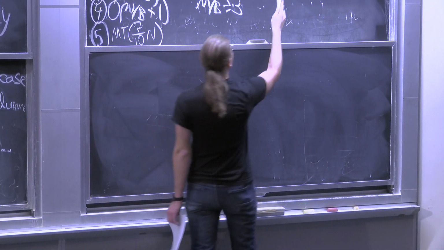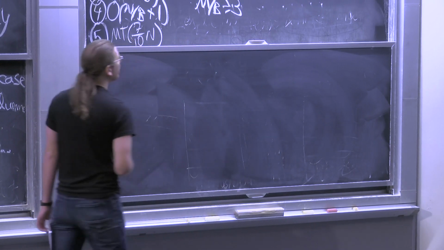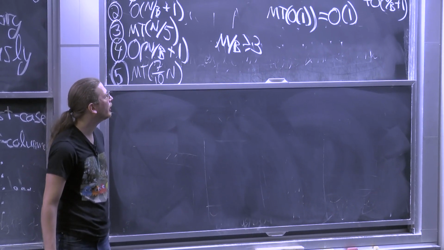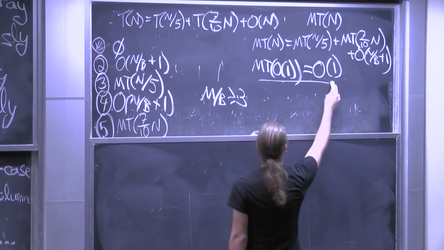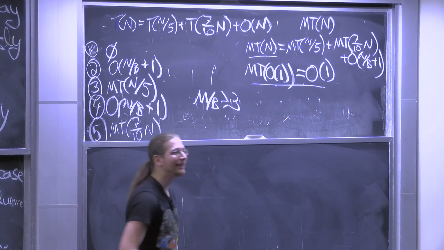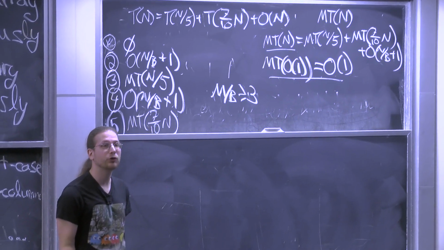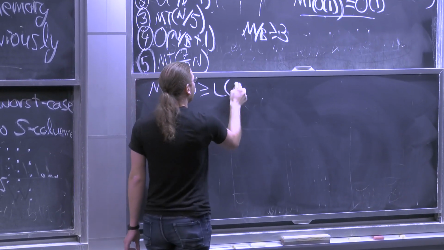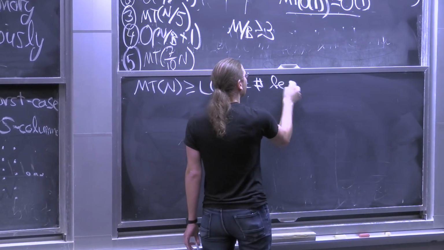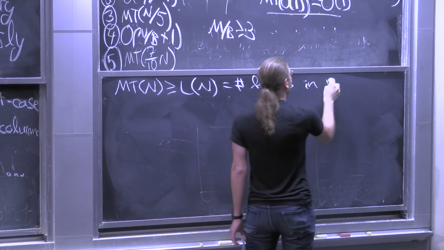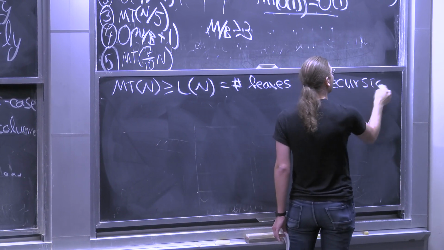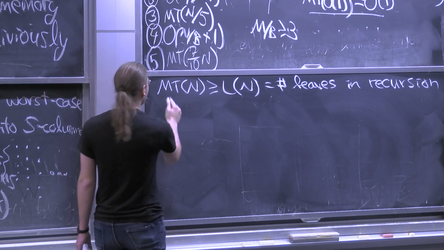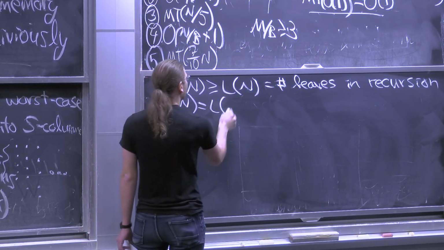So if that's my base case, well, in particular, so this is some recursion tree. It's very uneven, so it's kind of annoying to draw. But what I know with this base case, this overall MT of n is going to be at least the number of leaves in the recursion tree. So I'll say MT of n is at least L of n, number of leaves in the recursion. So this is really, if I run the algorithm, how many base cases of constant size do I get? And that satisfies.